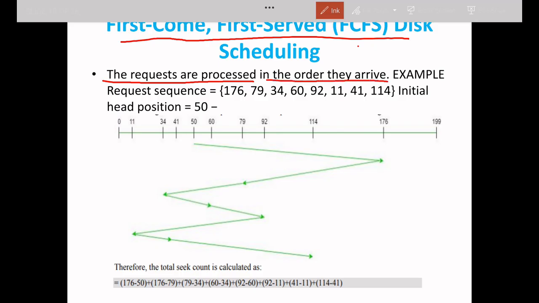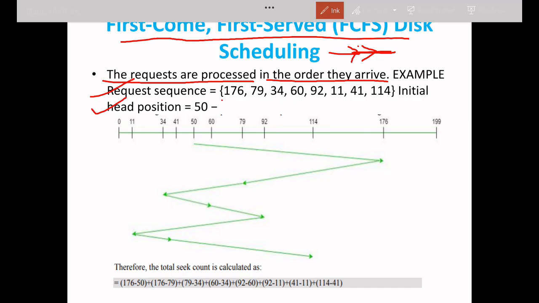When you go to the bank, in whichever order you arrive inside the bank, according to that they process your task. So they finish your task, or they execute you. This is first come first serve. There is an example: this is the request sequence and this is the head position.